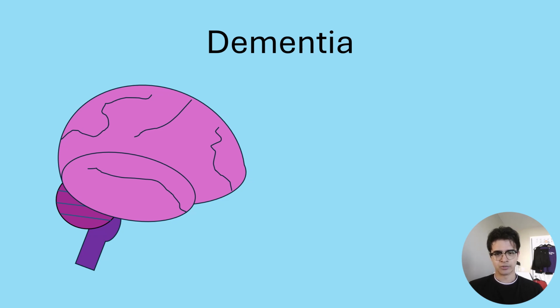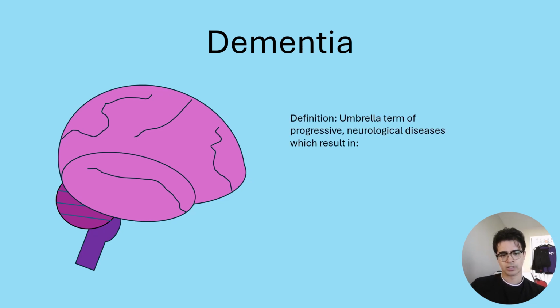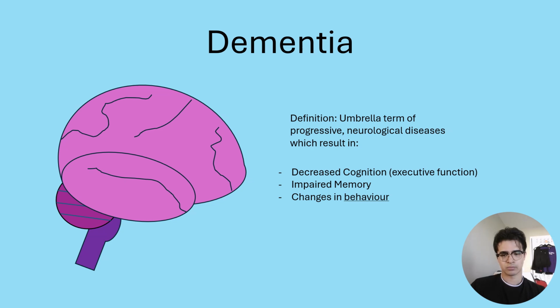This time we'll be covering dementia before the finals, and this will be a shorter kind of video compared to what we have made before. So I'll look quickly at the definition of dementia. It's an umbrella term for progressive neurological diseases, which result in decreased cognition, impaired memory, and changes in behavior.